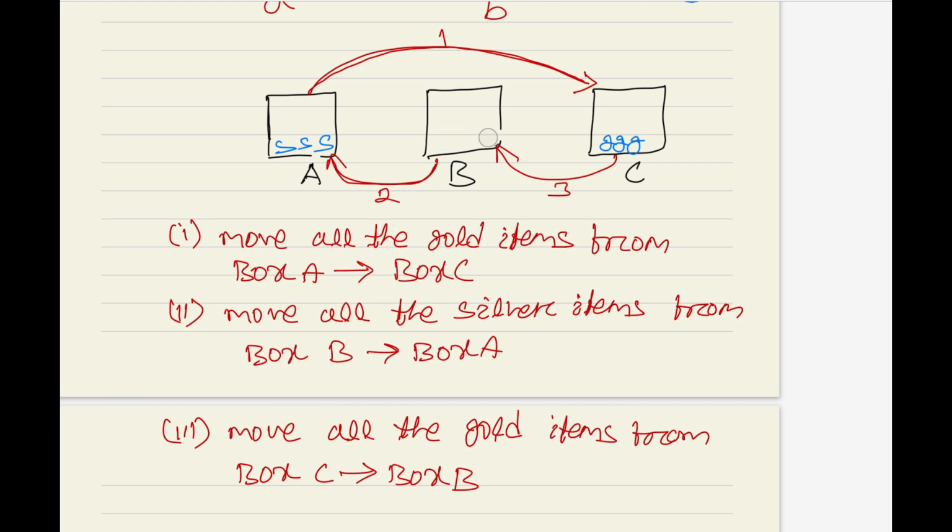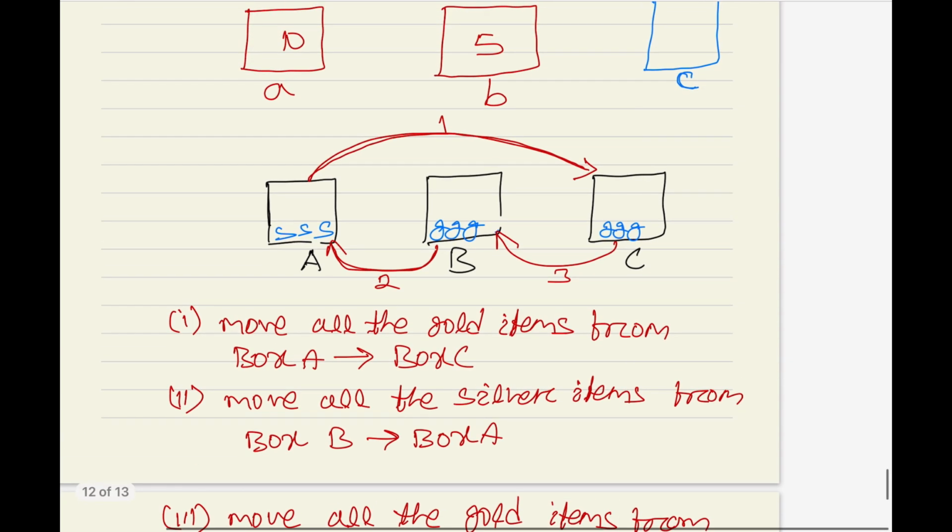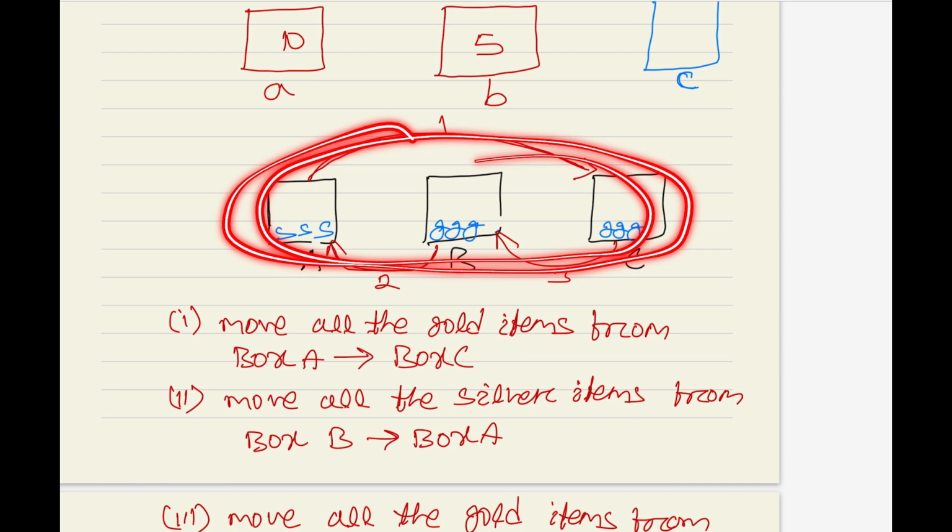After this, box B is going to contain the gold items. So here you can see the contents are swapped. Initially A contained gold items, B was containing silver items. Now A is going to contain silver items, B is going to contain gold items. So the contents are swapped.